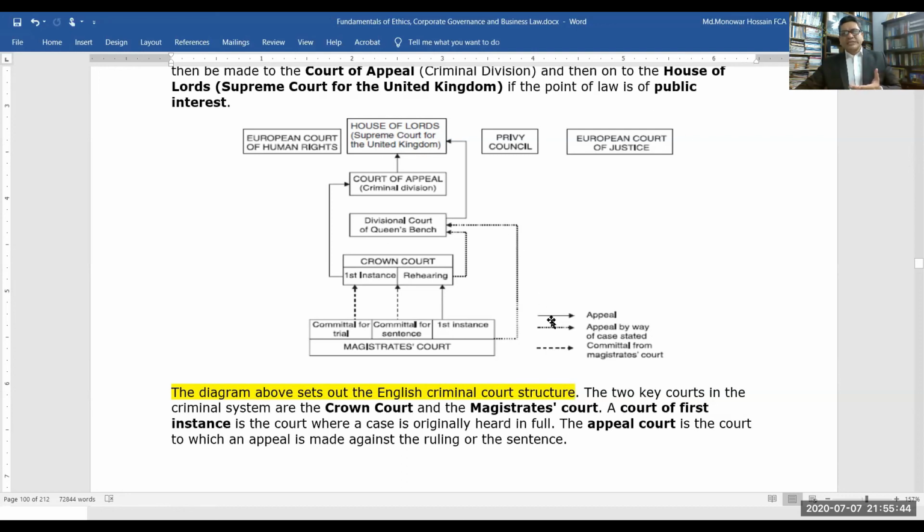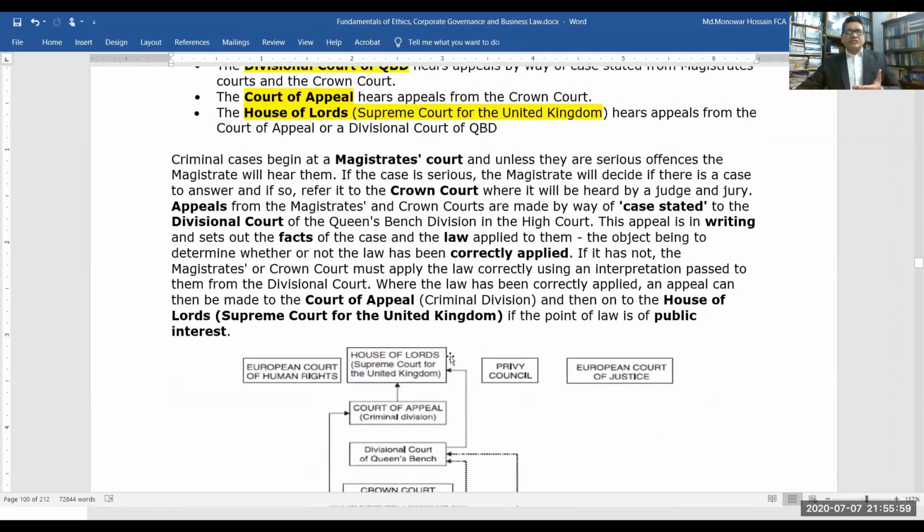So here, this is the straight line of the appeal. The small dot is appeal by way of case stated, and the big dot is the route from the magistrates' court. So it is the structure of the Supreme Court of the United Kingdom.